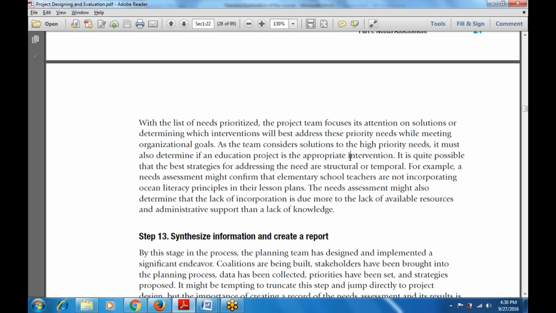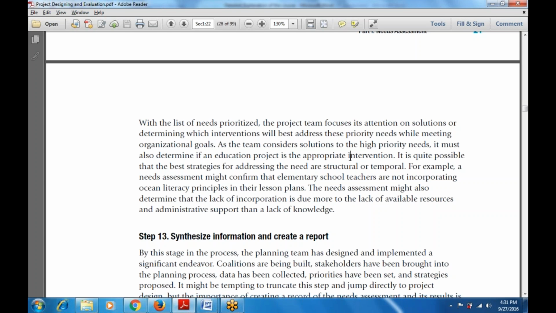As the team considers effective solutions to the high priority needs, it must also determine if an education project is the appropriate intervention. It is also quite possible that the best strategies for addressing the need are structural or temporal. For example, a needs assessment might confirm that elementary school teachers are not incorporating the basic principles in their lesson plans.